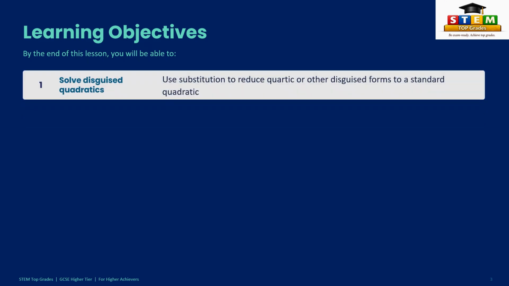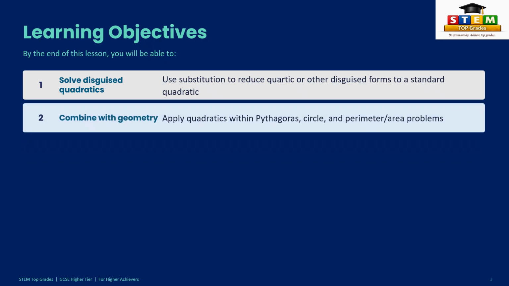So by the end of this session, we are going to be able to use substitution to reduce quartic or other disguised forms to a standard quadratic. Secondly, we're going to combine geometry. Here we're going to apply quadratics within Pythagoras, circle, and perimeter and area problems.